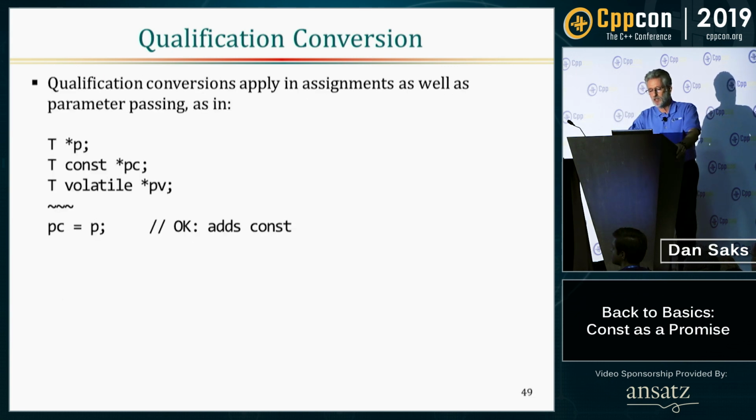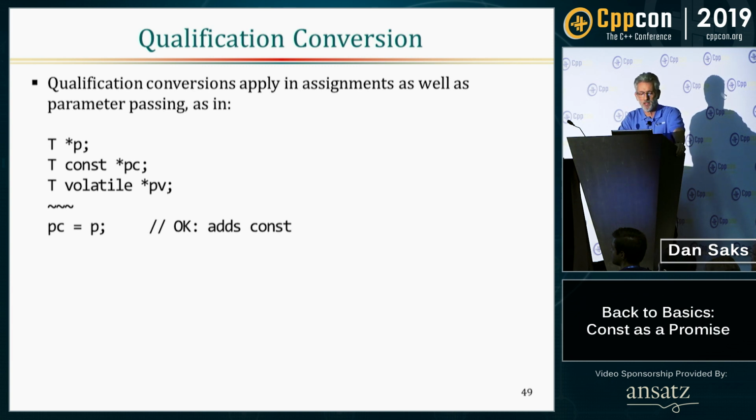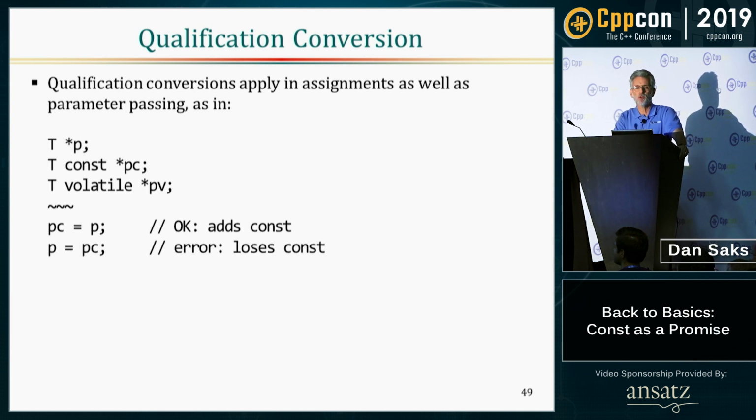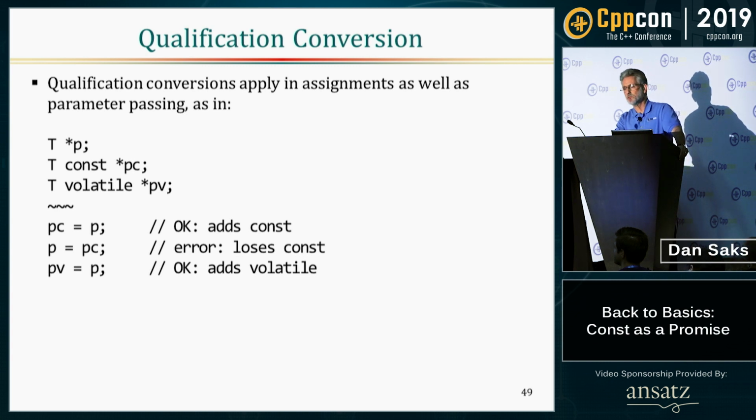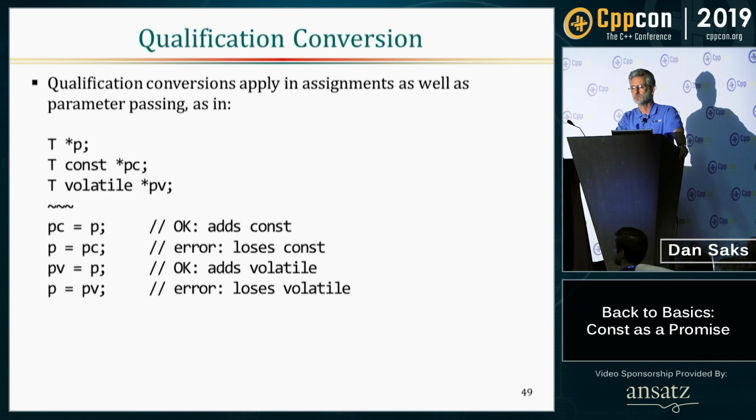And so this same set of pointer conversions can be illustrated with assignments as well as parameter passing. So here we have P is a pointer to a non-constant T, and PC is a pointer to const. You can take a pointer to non-const and convert it into pointer to const because that's adding a qualifier on the pointed to object. But you can't go the other way, that's losing a qualifier. And by the way, the exact same rule applies for pointer to volatile. You can increase the volatility of the pointed to object, but you can't strip it away.